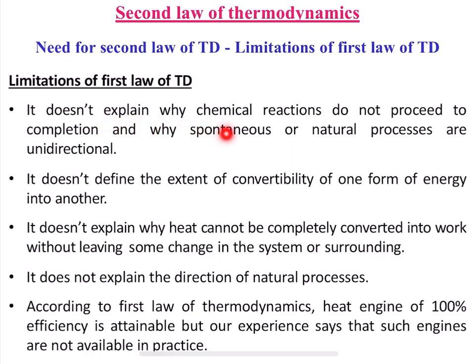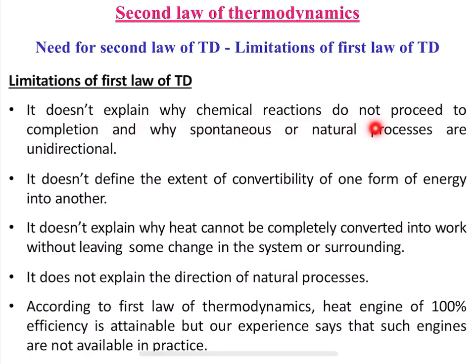It does not explain why chemical reactions do not proceed to completion, and why spontaneous or natural processes are unidirectional. Spontaneous means a reaction or process takes place without external aid. It will occur on its own, and doesn't require any heat, temperature or pressure to start it. For example, water flowing from a higher region to a lower region, or heat flowing from a higher temperature to a lower temperature. All these are spontaneous. We don't need any external aid to carry out these processes or reactions.